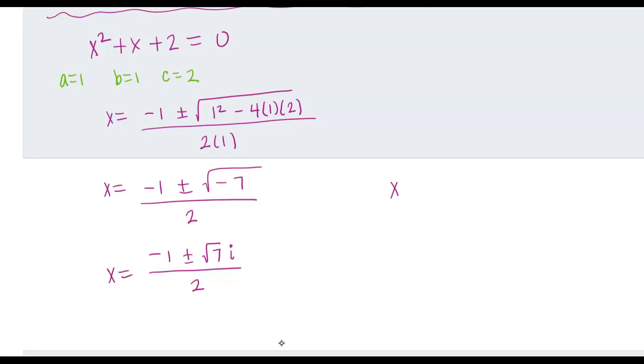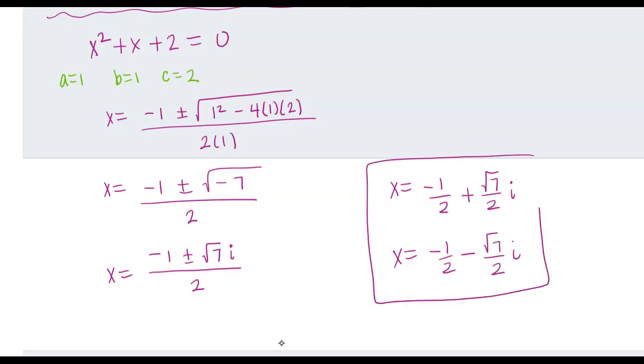So our two solutions are x equals -1/2, that's the real part, plus the square root of 7 over 2 i, or x is equal to -1/2 minus the square root of 7 over 2 i. Two solutions, they're both complex numbers, and we know that that means that in this particular case, the graph is not crossing the x-axis.